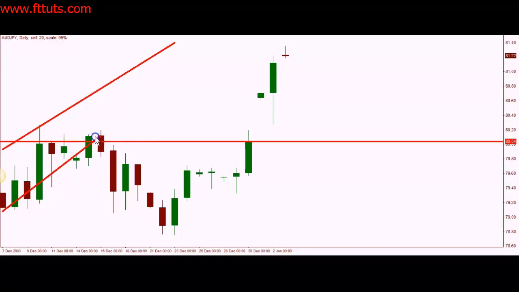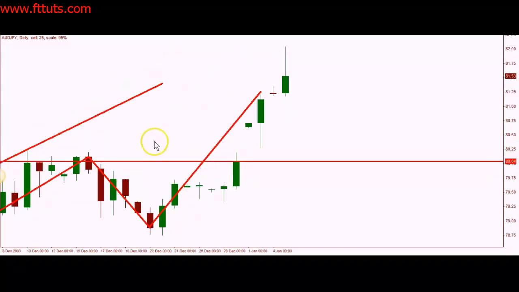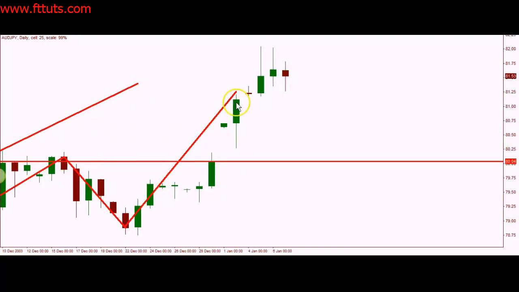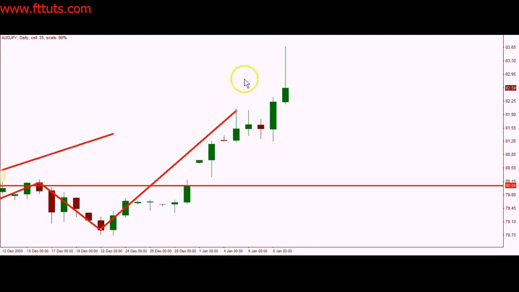This would be one move, which would be an impulse move. And then this would be a correction. And then again, another impulse move. So let's see where this takes us. This impulse move is probably going to be about this area here. Matter of fact, it keeps going higher. So we'll move it higher.